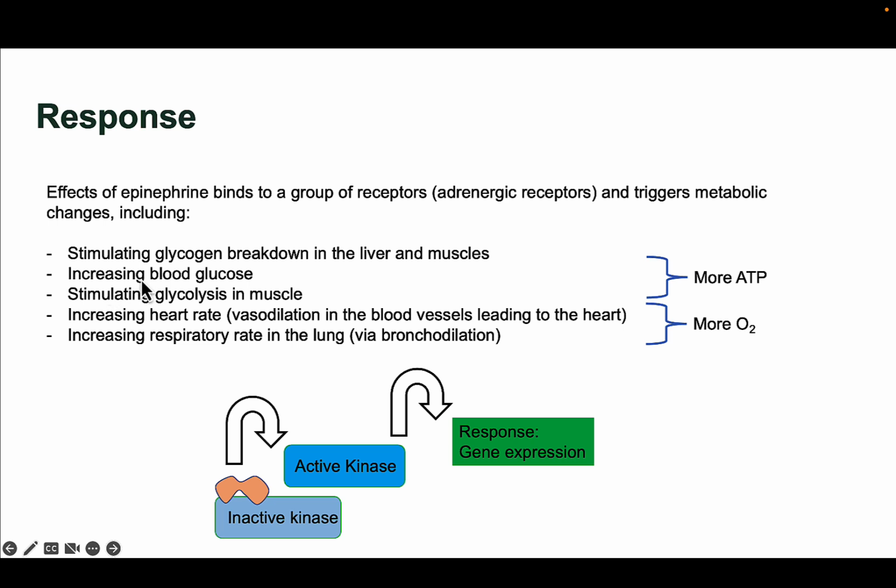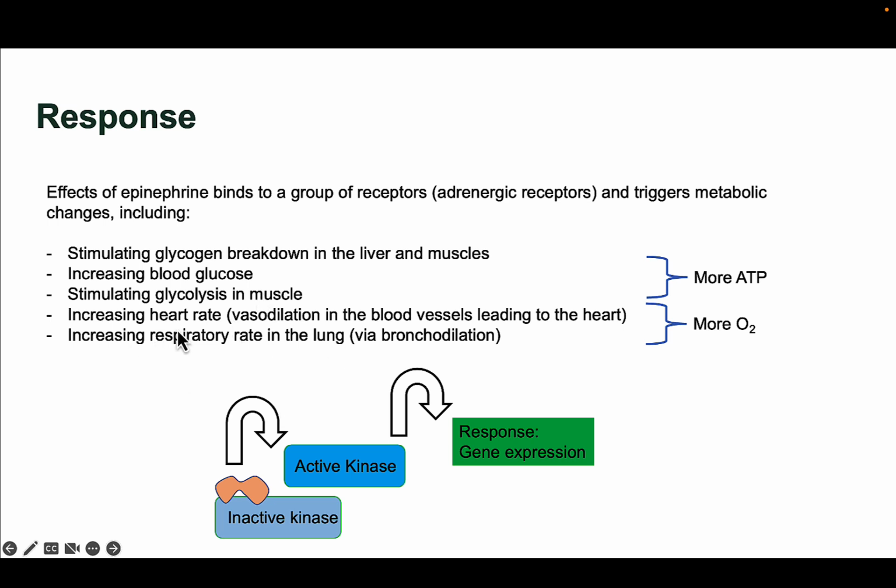And the body's also going to increase blood glucose levels. And more glucose means more ATP. In muscle cells, those cells will also start upregulating the enzymes in glycolysis. So those are some of the genes turned on. And again, this all helps make more ATP, more energy, so that you can run away.